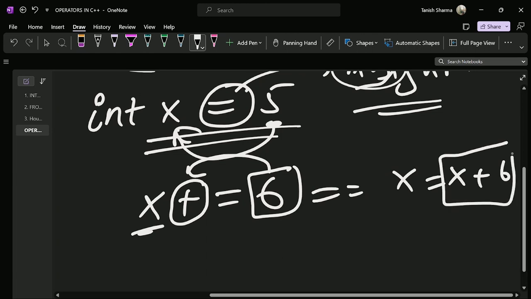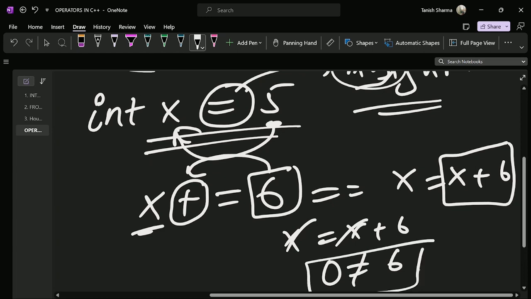Now don't say what you used to do in your mathematics class, that is, in your school classes, that x is equal to x plus 6 means that 0 is equal to 6.